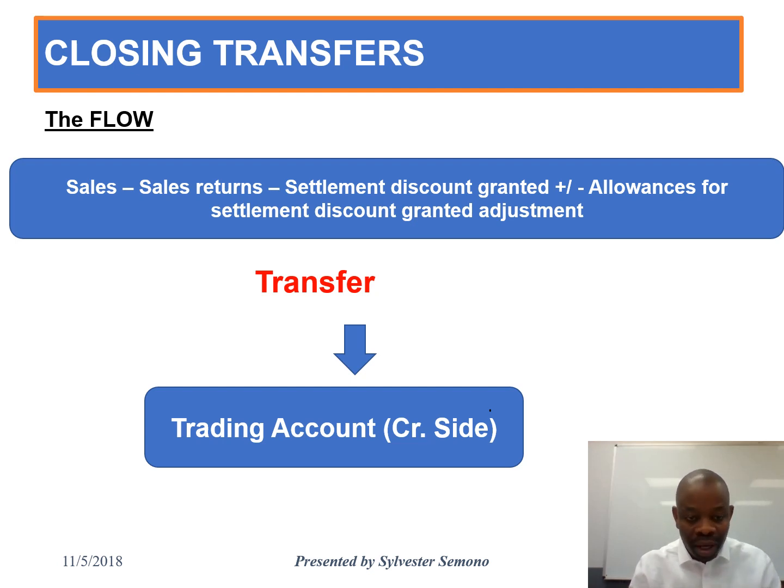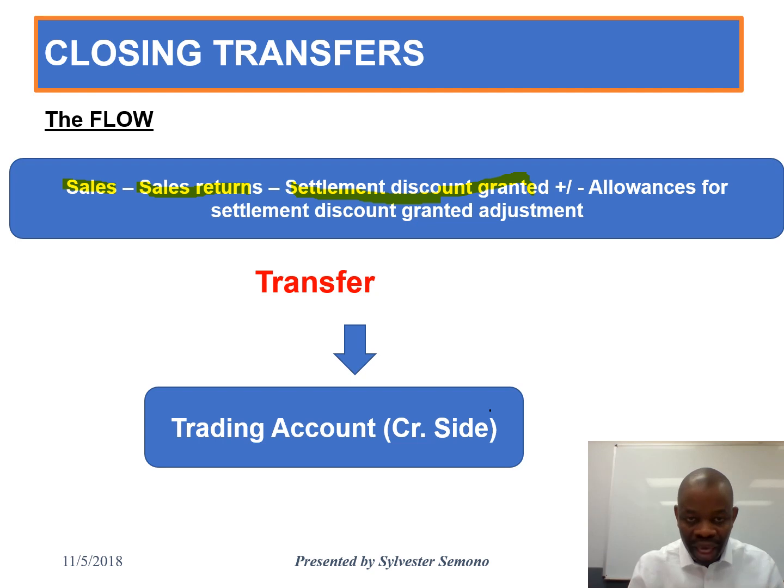Firstly, you need to make sure that, as you can see here, we find our sales from the list of balances, and thereafter we need to less sales returns if we have any, and thereafter we need to less the settlement discount granted if they are given to us, and thereafter we add or less allowances for settlement discount granted adjustment. Okay, so this is a very special case, guys. We need to know how to deal with this one.